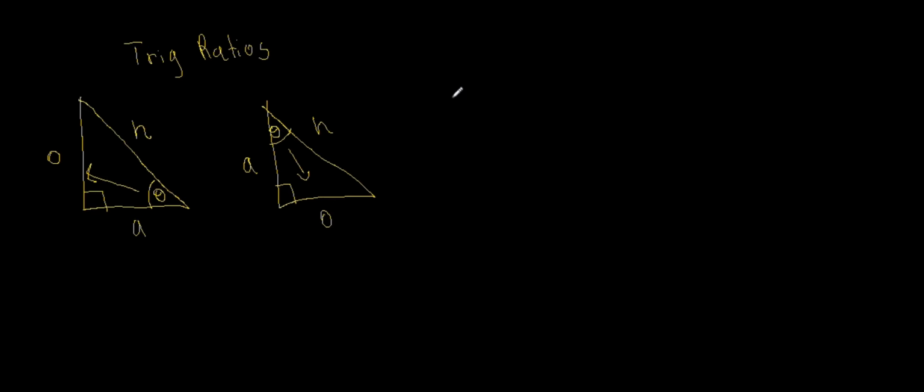So the three ratios go like this. We have sine theta is opposite all over hypotenuse. We have cos theta is equal to adjacent all over hypotenuse. And we have tan theta is equal to opposite all over adjacent.